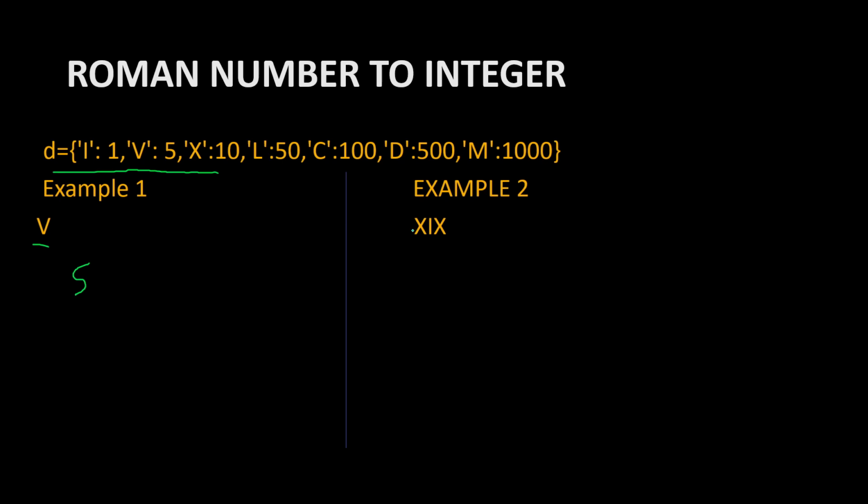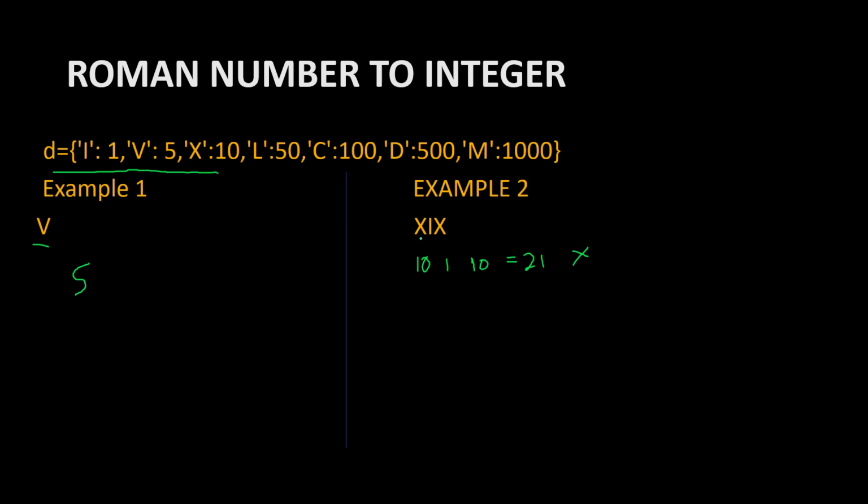Now coming to the second example, we have XIX, right? X means 10, I means 1, and X means 10 again. Now if you keep on adding, we get 21 as an answer. Many of you may assume that to convert from Roman to integer we have to add the particular values and we'll get the answer, but that is wrong. That is a wrong approach.